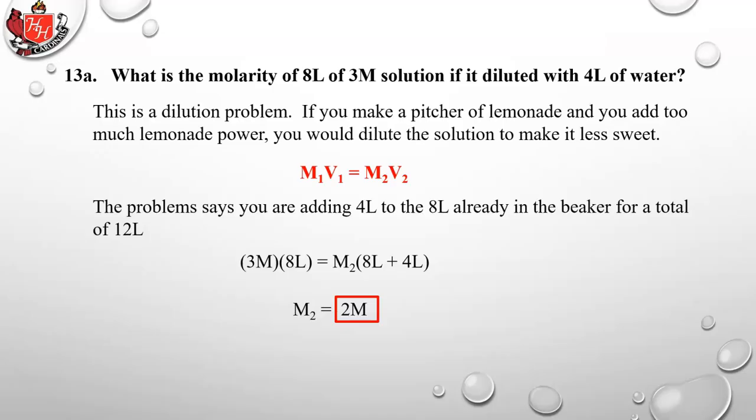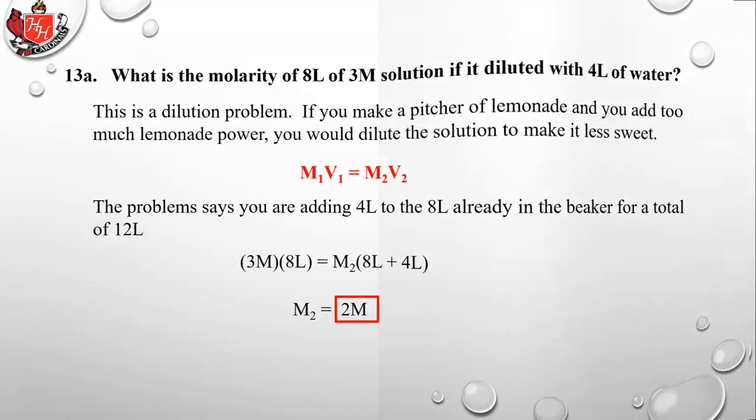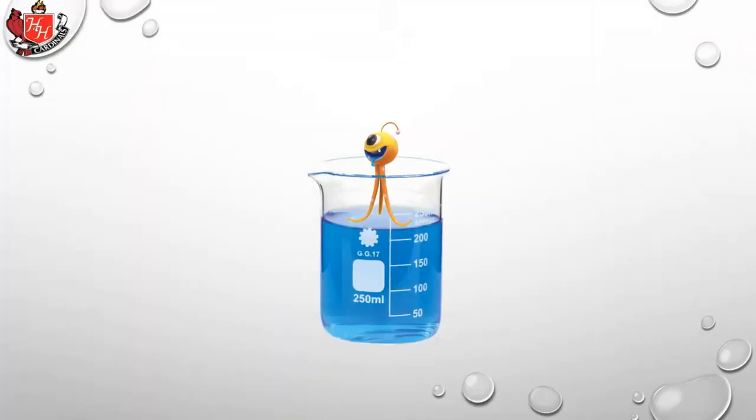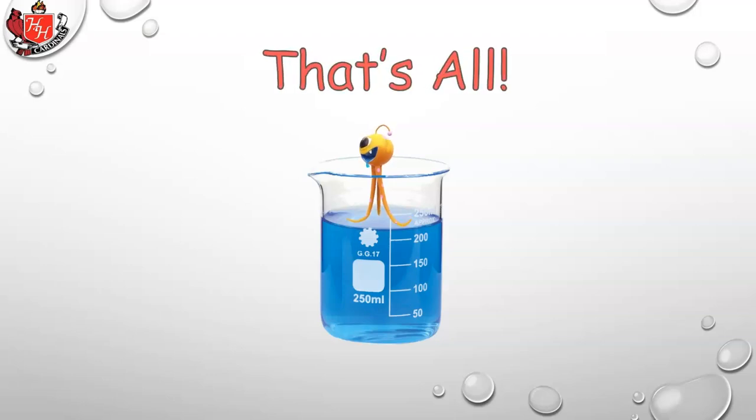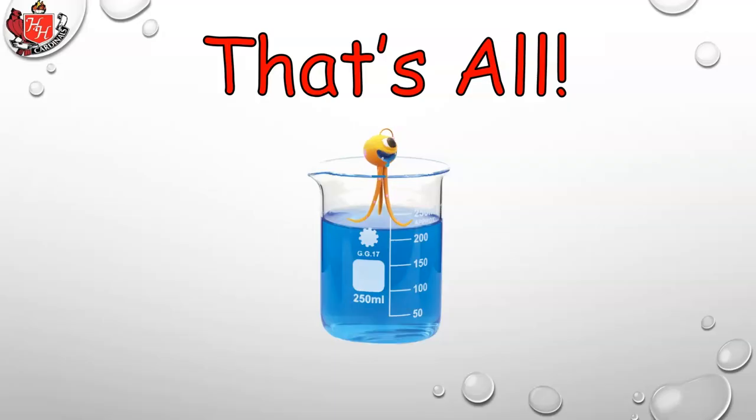Okay, so you made the solution. It started off 3 molar. You made it weaker. You made it less concentrated, 2 molar. All right, and that takes care of this first lesson on solution stoichiometry. It's a bit more involved than molar mass, grams to mole stoichiometry, but it's the kind we're going to use quite a bit going forward.